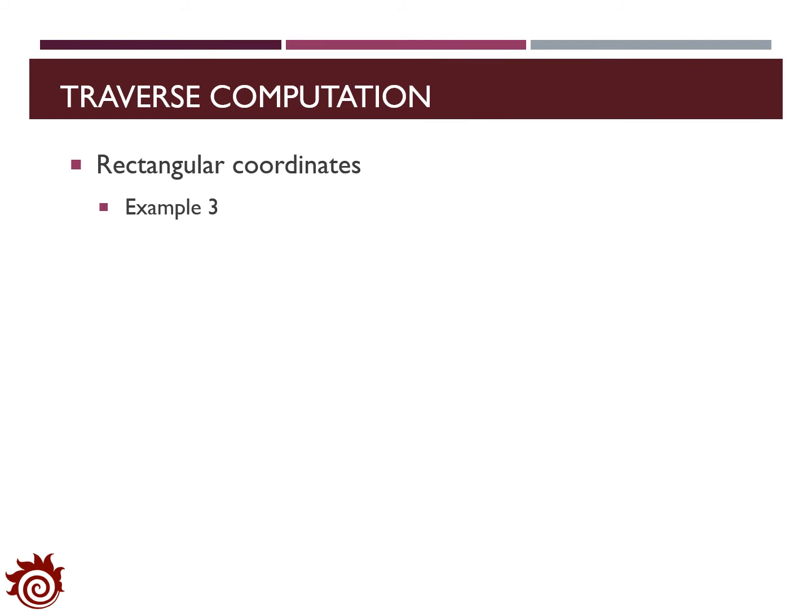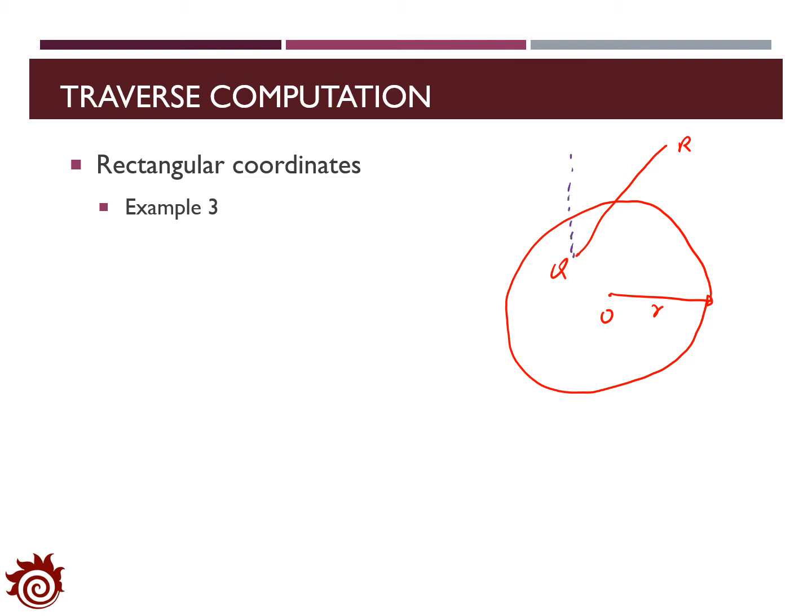To solve this problem, we first need to summarize all the information provided. First, we will have the circle with the center of O, and the radius is R. Let's draw the circle. In addition, there's a straight line from Q to R. And we know the azimuth of the line, which is AQR.